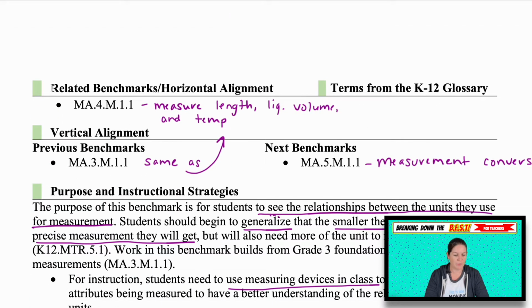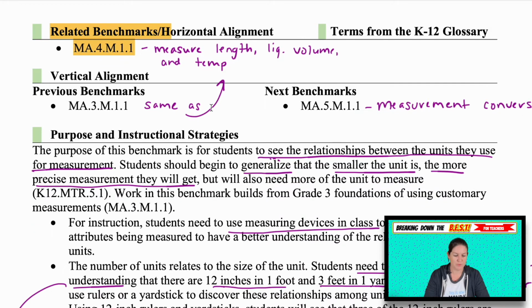Where are they coming from? What are the related benchmarks to this one? Well, in 4th grade, we have 4.M.1.1, and this is where we're measuring length, liquid volume, and temperature. It's the standard right before this one, but it goes well with it.